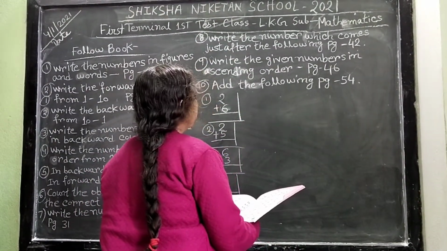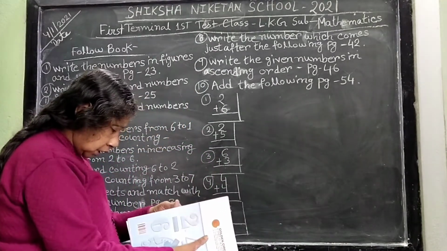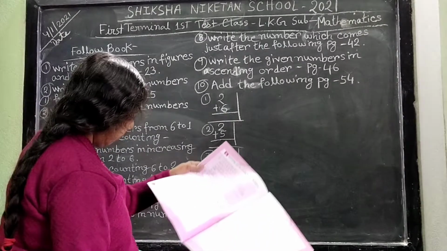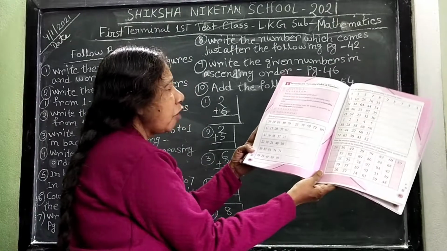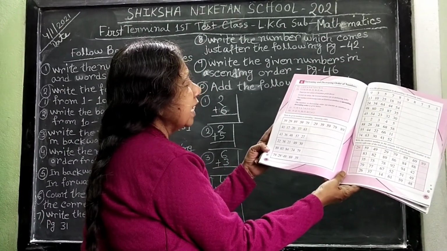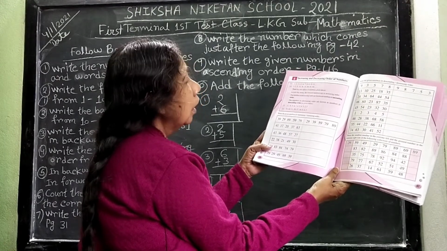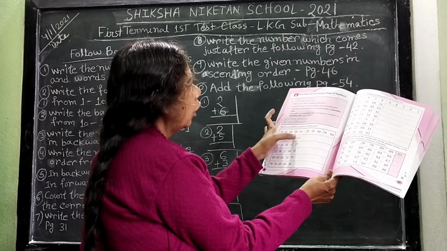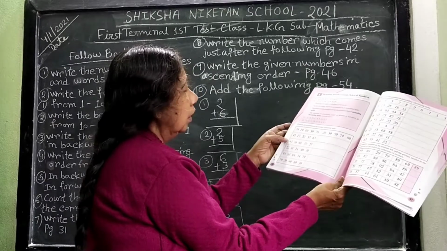Next, write the given numbers in ascending order, page number 46. Page number 46. 39, 29, 89, 59, 79. In ascending order: 29, 39, 59, 79, 89.